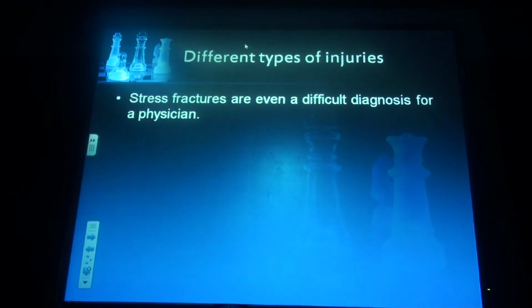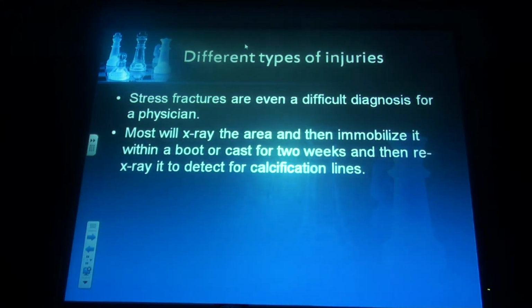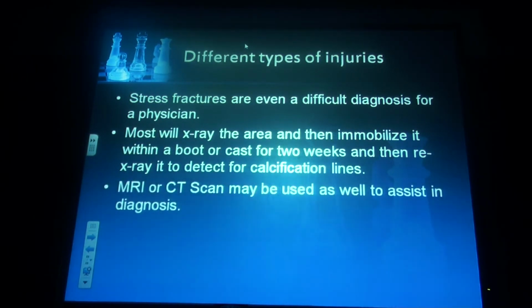But here's the thing, stress fractures are even a difficult diagnosis for a physician. Most of the time you can't see them on an x-ray. A lot of times doctors then immobilize them with a walking boot, kind of looks like a moon boot, although I don't know many astronauts that wear a boot like this, but it always makes people feel stupid. But anyhow, you wear a boot or even a walking cast for a couple weeks. And what they do then is they go back and take an x-ray to see if there are calcification lines around that area where it looks like it's healing, and then they know that there was a stress fracture in there. An MRI or CT scan may be used as well to assist in diagnosis. Sometimes you catch it, sometimes you don't.